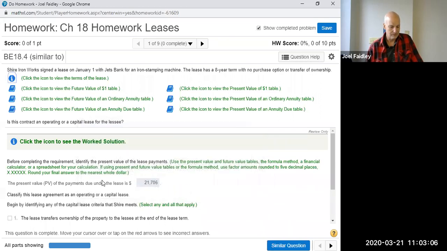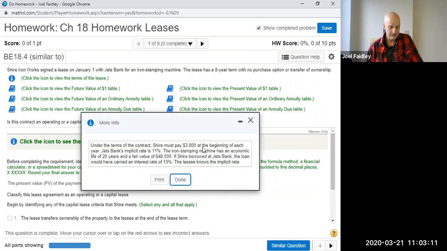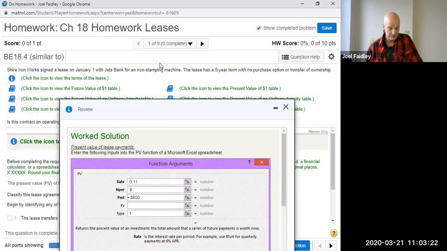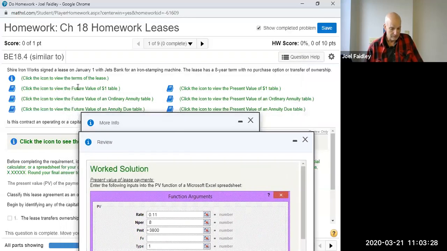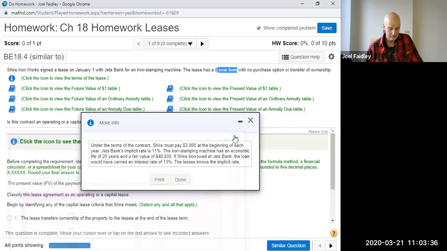All right, so what does this look like? Well, if we want to look at the present value, what are we trying to figure? $3,800 for 20 years at 11%. If you look at the solution here, I'll show you how to put that into, wait a minute, I told you wrong. It's an 8-year term. That's the lease term, and the economic life is 20 years. Getting ahead of myself. So 8 years divided by 20 years, that's 40%, but less than 75.